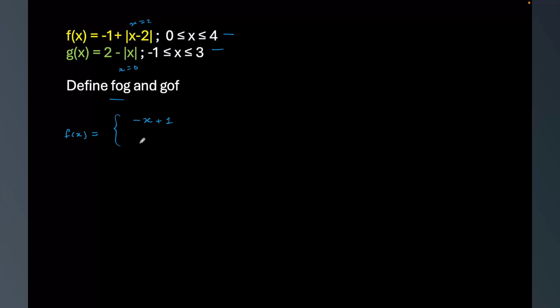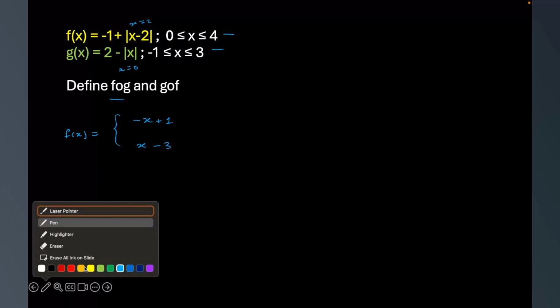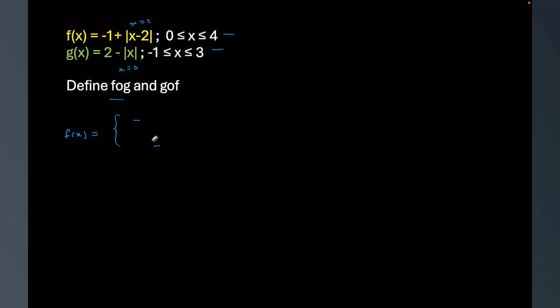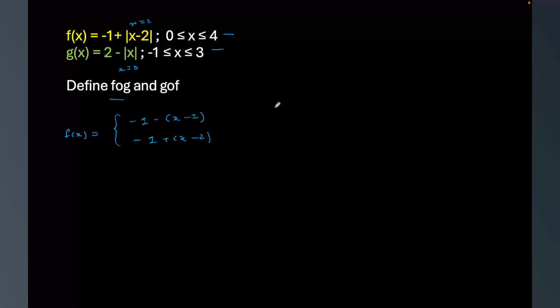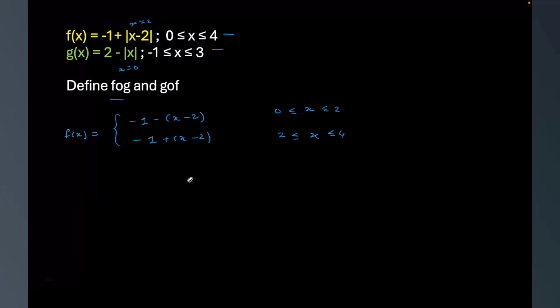And the other one will be x plus, I think -3. Let me just check one more time. Or you know what I'll do? I'll just write it all together so that I don't make a mistake. Okay. So I'll just erase this. And I'll take the pen again, so I'll have minus x minus 2, and I'll have -1 plus x minus 2. This will be for 0 to x to 2, and this will be for 2 to x to 4. One small change, this is not inclusive of 2, and that's about it.